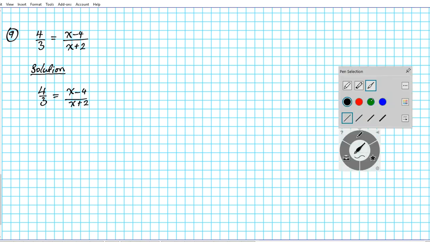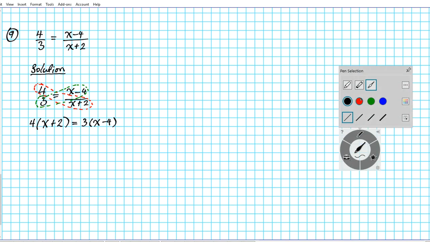Now we're going to multiply. The numerator on the left, which is 4, we'll multiply that by x plus 2. And then the denominator on the left, 3, will multiply by the numerator on the right, x minus 4. If we carry out the multiplication, that would give us 4 times the quantity x plus 2 is equal to 3 times the quantity x minus 4.